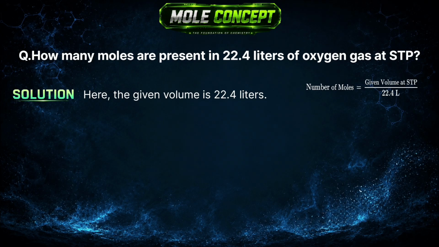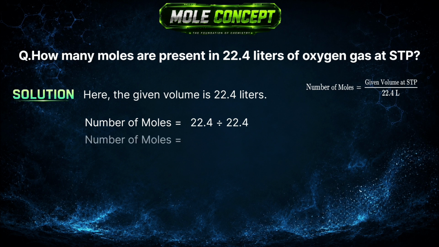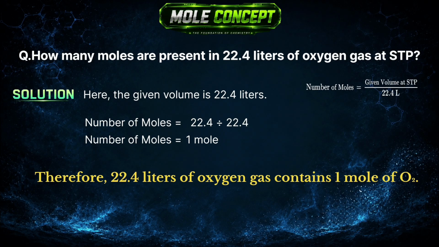Now substitute the values into the formula. Number of moles equals 22.4 divided by 22.4. Number of moles equals 1 mole. Therefore, 22.4 liters of oxygen gas contains 1 mole of O2.